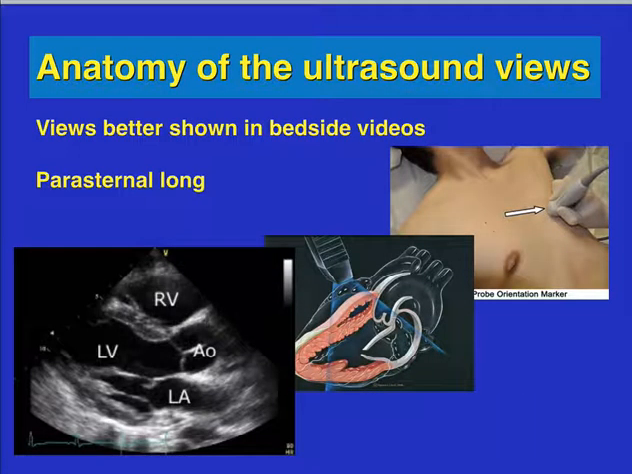Although if that's an option for you, that may be something that can help you get a good view. So I'm going to go through some basic views. Although this is covered in another lecture, I do want to just briefly go over the different views.